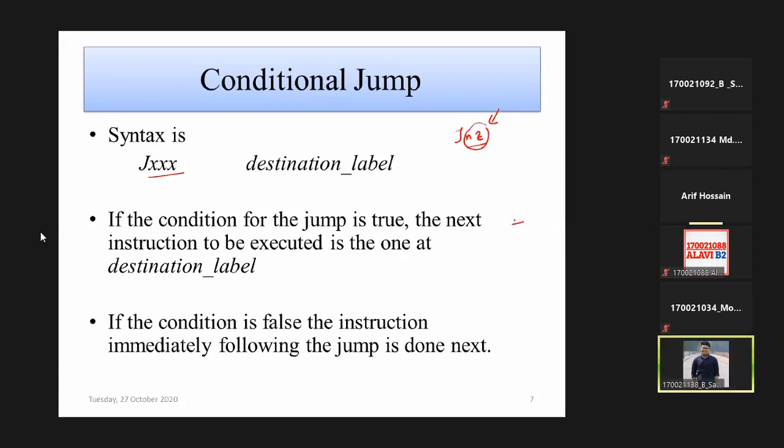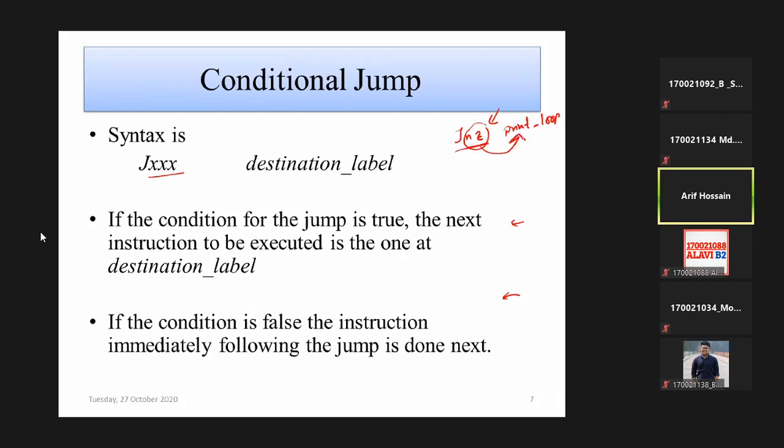Now, these two are quite important to understand. If the condition for the jump is true, the next instruction to be executed is the one at the destination label. In our previous example, we had jump not 0 print underscore loop. If this condition is satisfied, that is true, then your processor will move to this label, wherever it is. But if the condition is false, then it will not jump, rather it will go to the next instruction, whatever is following. Is it understood up to this? Sir, could you explain with one example?